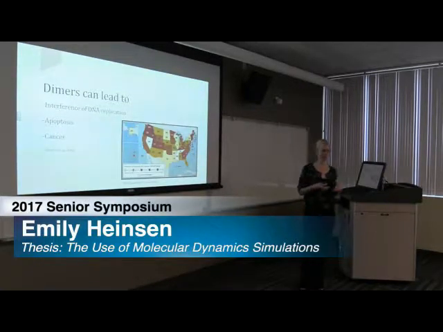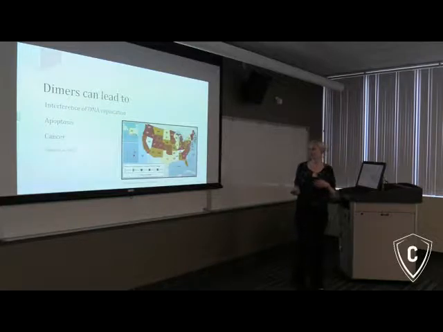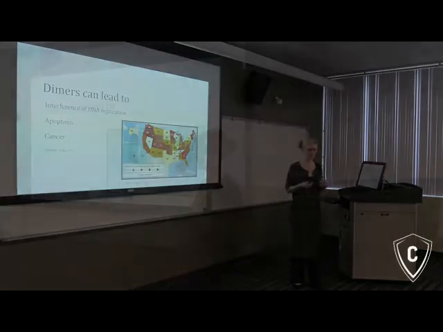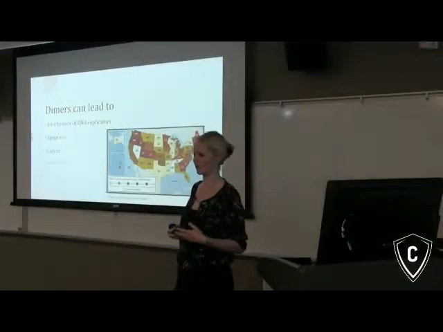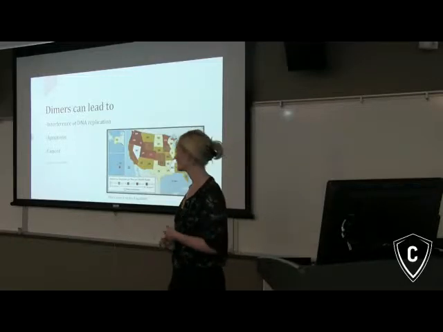And these dimers are more frequently found in cells that are exposed to UV light a lot, such as skin cells. And these thymine dimers can lead to apoptosis or even cancer if they're not fixed. And as you can see here, cancer is pretty frequent within the US, especially here in the Pacific Northwest. And it's really important to understand how these dimers interact on the molecular level with one another and within our cells.